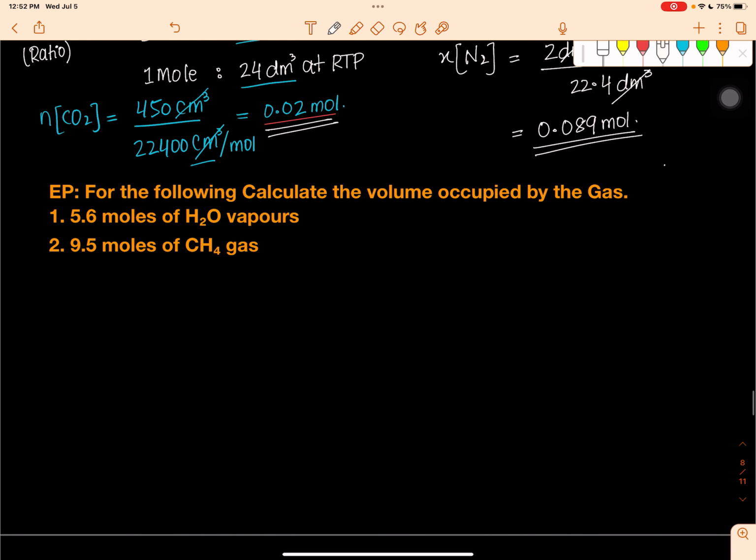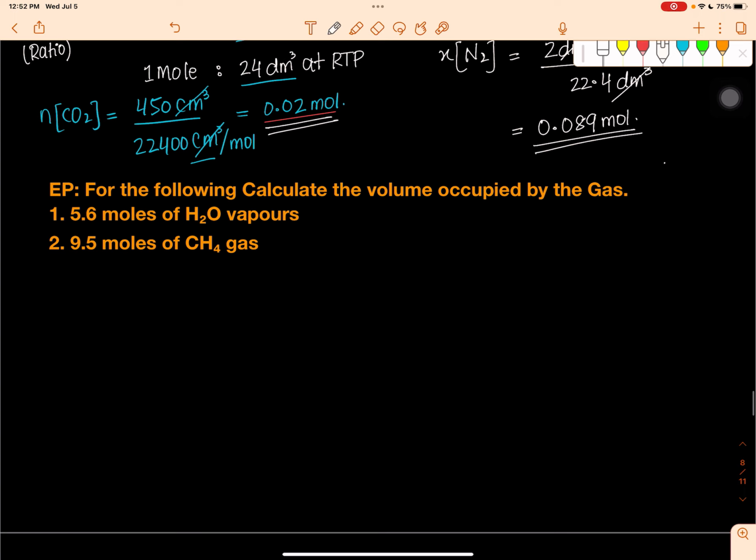And we have another example problem, where for the following we calculate the volume occupied by the gas. Before, we had the volume and had to find the number of moles, and now we have the number of moles and have to find what volume would be occupied by these gases, because we know that 1 mole occupies 22.4 dm cube at STP or 24 dm cube at RTP. So what if we have a different number of moles? Will they occupy the same volume or a different volume? It's a very direct relationship: if 1 mole occupies 22.4, then some other number of moles will definitely occupy a different volume.